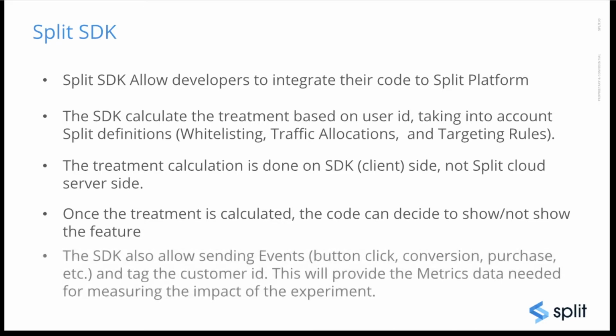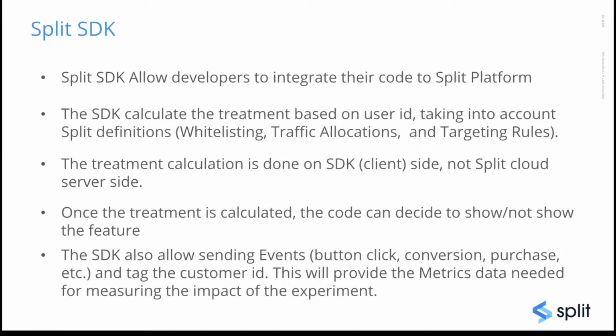Now, the SDK also allows you to send events, and these can be any generic criteria defined by the developer or the product manager, such as button click, conversion, or purchase, and you can tag the customer ID. This way, the Split Cloud can integrate these events into the impressions and show you an analytic view of how your experiment is doing, whether it's having a positive or a negative impact on your business.